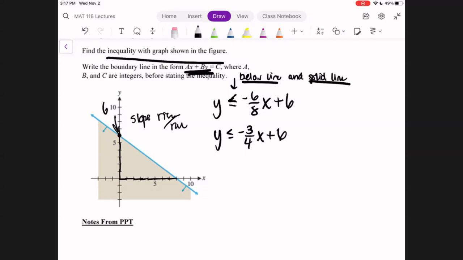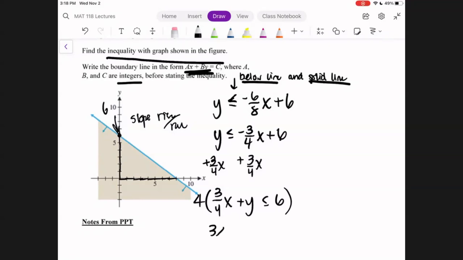Okay, then what do I need to do? So, if we think about it, I need to move the x to the left side. So I'm going to add 3/4 x. I get 3/4 x plus y is less than or equal to 6. And usually in this case, a, b, and c have to be integers. So I'm going to multiply everything by 4 to get rid of that fraction there.